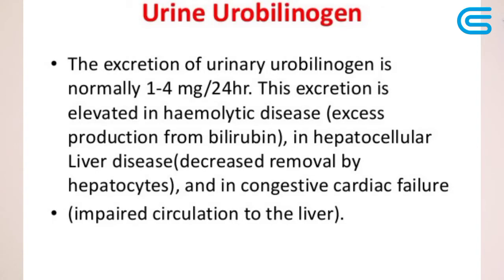So urobilinogen is colorless. Upon oxidation, it is converted to urobilin, which is orange-yellow in color. Normally, about 0.5 to 4 milligrams of urobilinogen is excreted in urine every 24 hours. But urinary excretion of urobilinogen shows diurnal variation with high levels in the afternoon. A 24-hour post-meal sample is usually preferred.